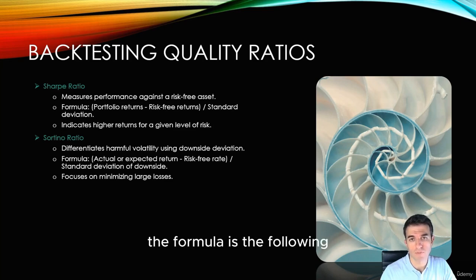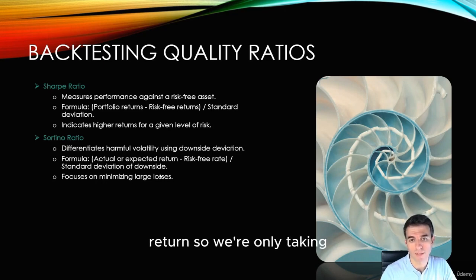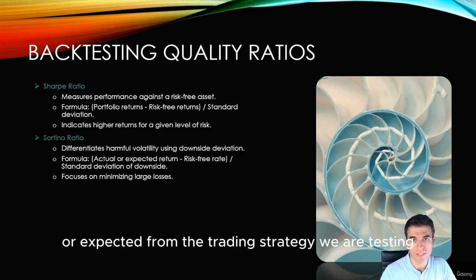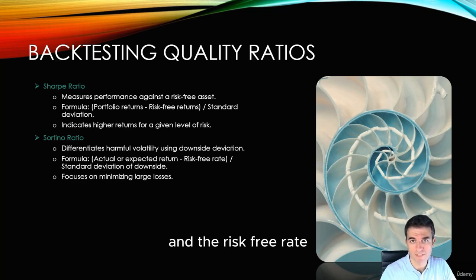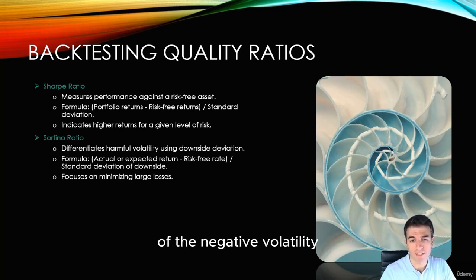The formula is the following. The Sortino ratio is equal to the actual or expected portfolio return minus the risk-free return divided by the standard deviation of the downside return. So we're only taking the downside in the standard deviation. In this equation, the actual or expected portfolio return is the return achieved or expected from the trading strategy we are testing, and the risk-free rate is the return of a risk-free investment, and the standard deviation of the downside is a measure of the negative volatility.